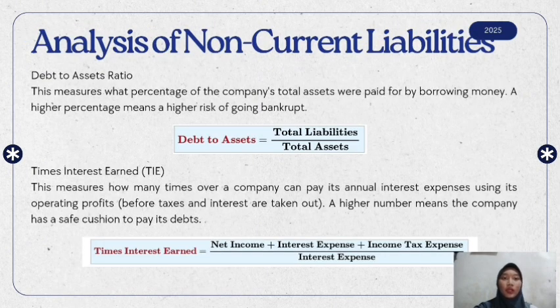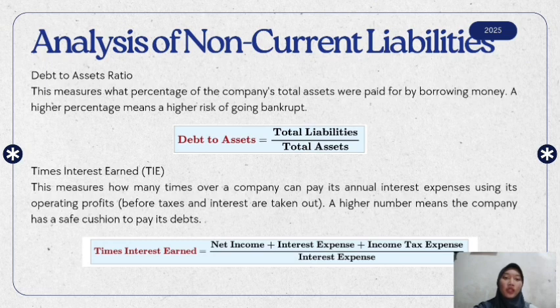Now, in the analysis of non-current liabilities, there are ratios to analyze. The first is the debt to asset ratio. This measures what percentage of the company's total assets were paid for by borrowing money. A higher percentage means a higher risk of going bankrupt. To find the ratio, use this formula. The formula is total liabilities divided by total assets.